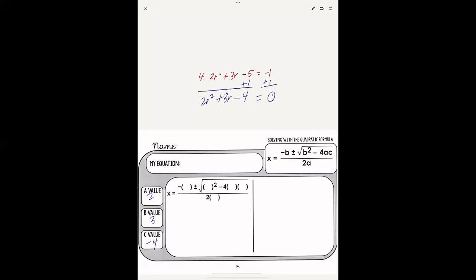Now remember, you have to be able to find the A, B, and C. So if it's not equal to 0, you have to set it equal to 0 by doing whatever the opposite is of what you have on the other side.